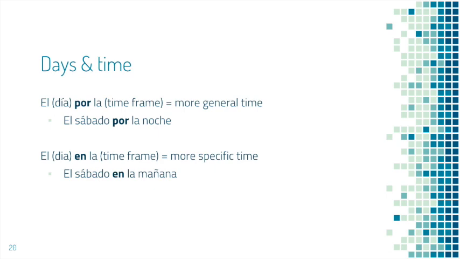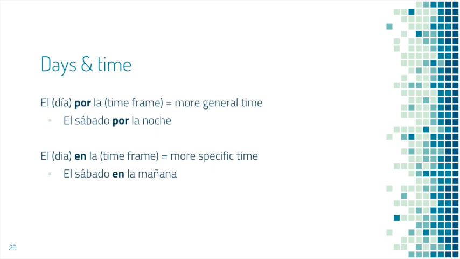These next phrases are going to help you when you want to talk about a specific time during a specific day. If you look at the first one there, it says el día por la, and then the time frame, which is if you're giving a more general time. So if you say el sábado por la noche, it means sometime on Saturday night, something's going to happen, or you're going to do something. The next example is almost exactly the same, but the only thing that changes is the preposition. So instead of por, you're going to say en. And these are the two choices you have when dealing with this type of phrase, either por or en.